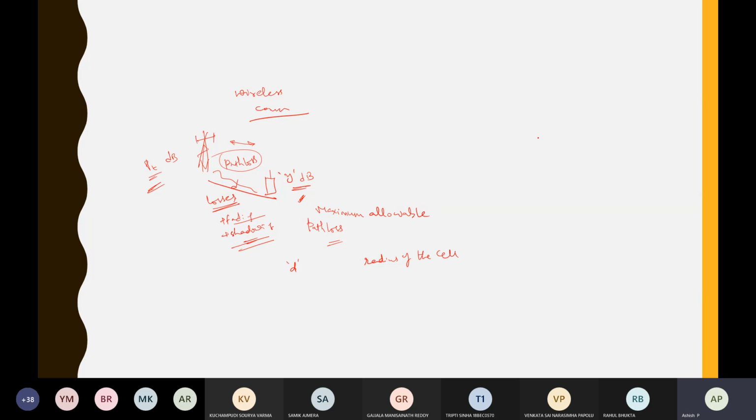In cellular communication, the geography is divided into cells. At the center of the cell, we assume the base station is there, covering the entire cell. So using all these equations, we come to know this distance D.